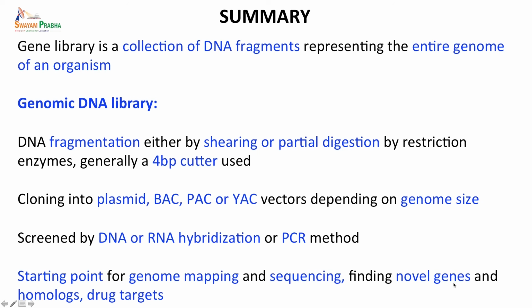For example, sometimes, in many cancers, the genes which are not normally expressed can be expressed. Another complication with cancer is that not all genes are expressed in all the tissues. So when you're dealing with a particular type of cancer, then the library prepared from that particular tissue is more informative compared to a library prepared from any other random tissue. So genomic libraries are important for finding novel genes and also for finding homologous genes, and also they are very useful for finding the drug targets.